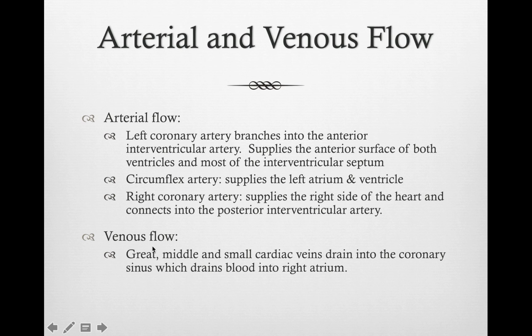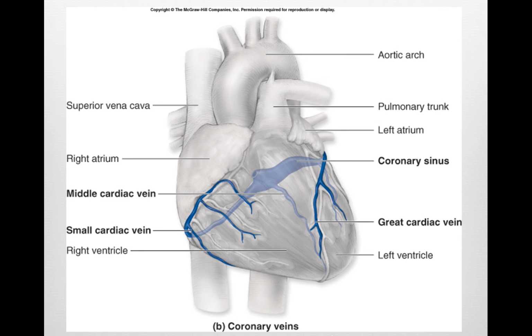So the great, middle, and small cardiac veins are going to drain into the coronary sinus, and that will ultimately drain all that deoxygenated blood back into the right atrium. Again, we'll show you this here in a second. So here is the great cardiac vein. It's going to drain blood here from the front of the heart. And the small cardiac vein here will drain here. And then the middle cardiac vein here will all drain into this big structure here in the very back.